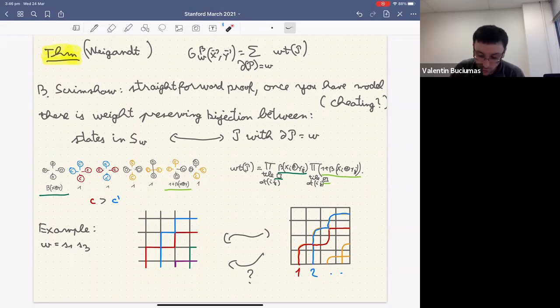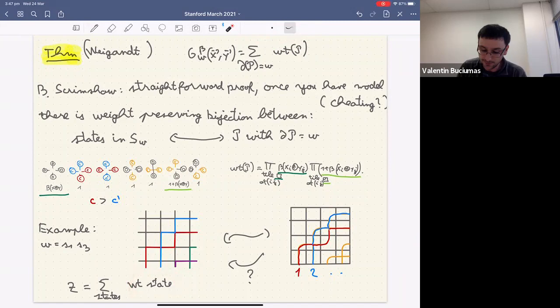Okay, so we have this bijection, and we know that the partition function is a sum of weight of state over states. So we know states are in bijection with bumpless pipe dreams with key W. So now what we have to do is compare the weight of the bumpless pipe dream and the weight of the state.